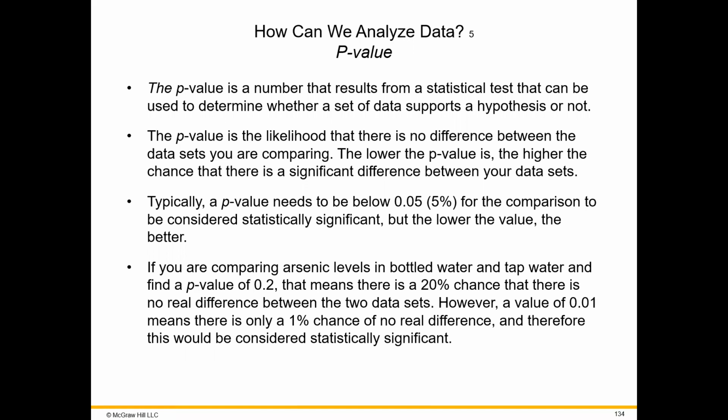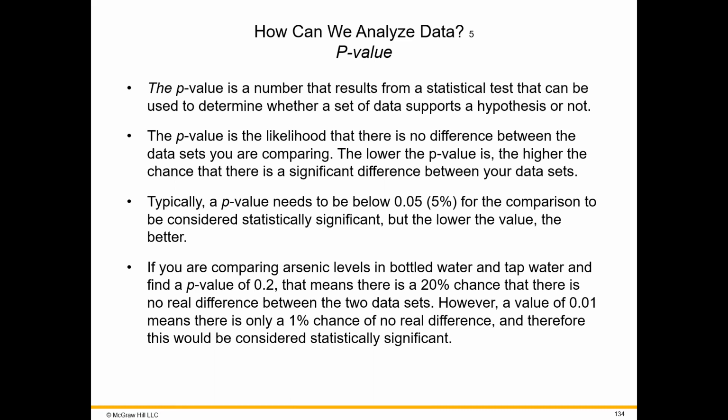Typically, a p-value is to be below 0.05 for the comparison to be statistically significant, but the lower the value, the better. If you're comparing arsenic levels in bottled water and tap water, and you find a p-value of 0.2, that means there is a 20% chance that there is no real difference between the two data sets. However, a value of 0.01 means that there is only a 1% chance that there is no real difference, and therefore this would be considered statistically significant.